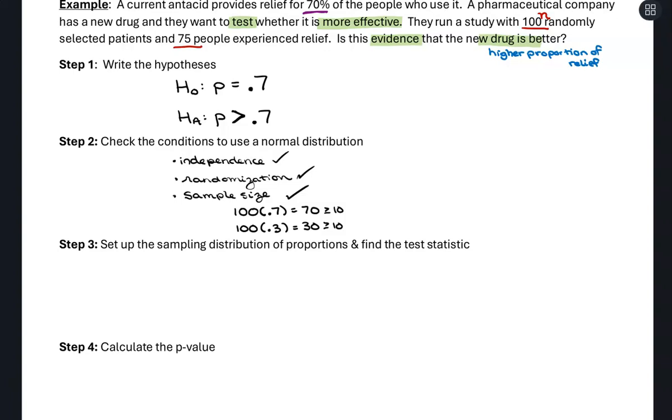Okay, set up the sampling distribution of proportions and find the test statistic. So our mean, we just copy the proportion from our null hypothesis, 0.7. Standard deviation, we're taking the square root of 0.7 times 0.3 over 100, which is 0.0458.